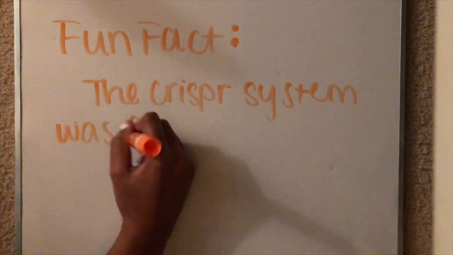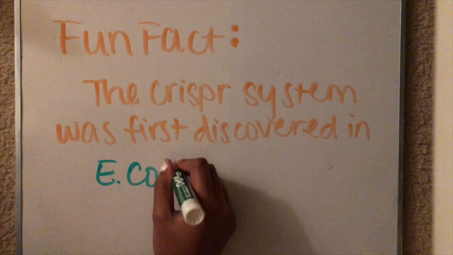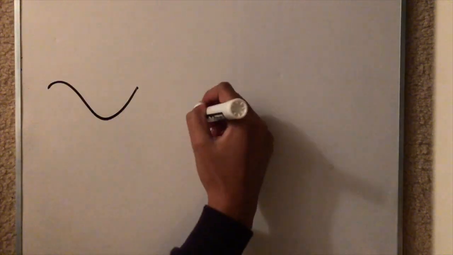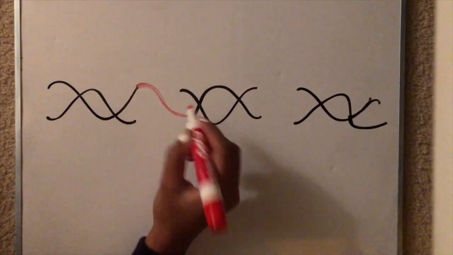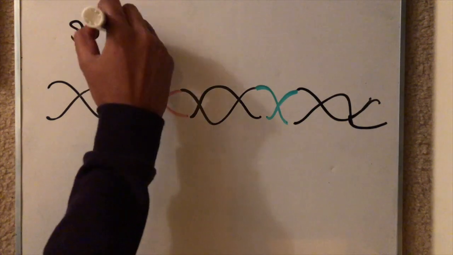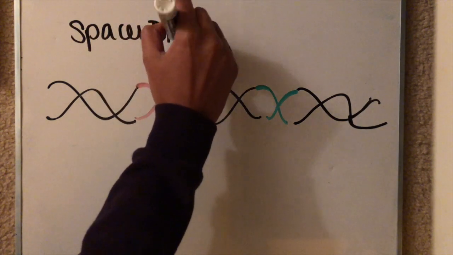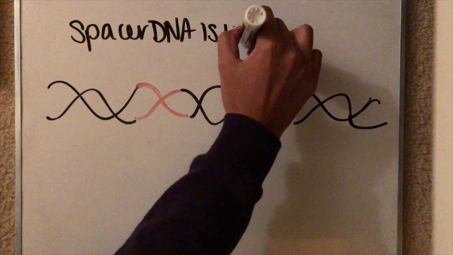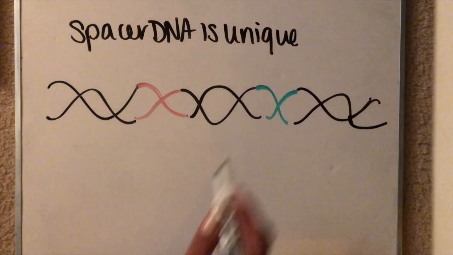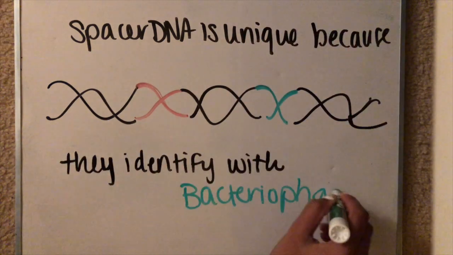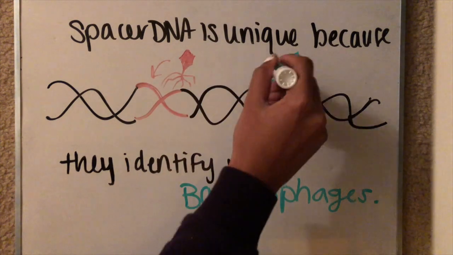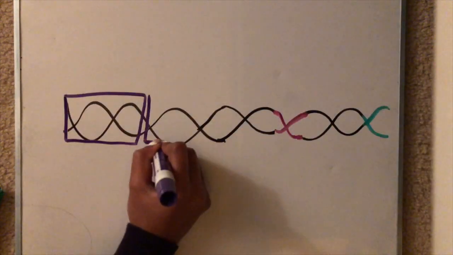This CRISPR system was first discovered in the bacteria E. coli and functions as a bacterial immune system. The spacer DNA that is incorporated is not identical, rather each segment is unique. These unique segments match up perfectly to viral, especially bacteriophage DNA, allowing the bacteria to have immunity to certain pathogens.